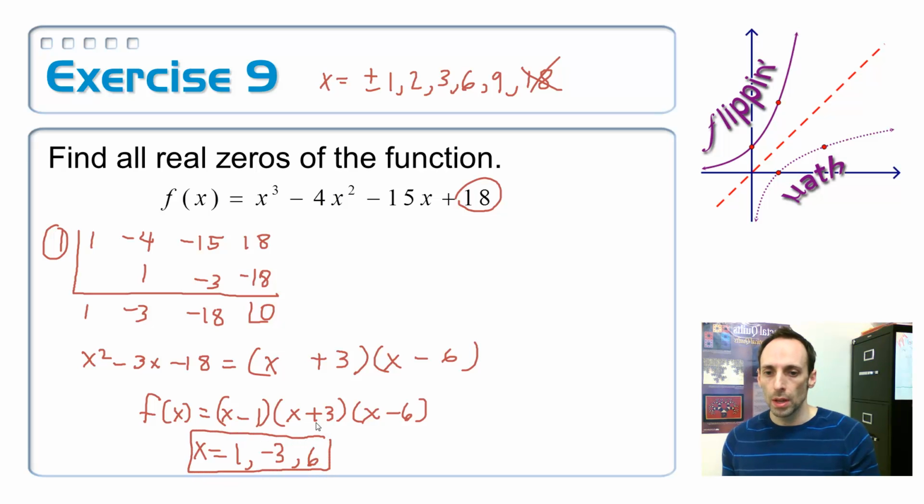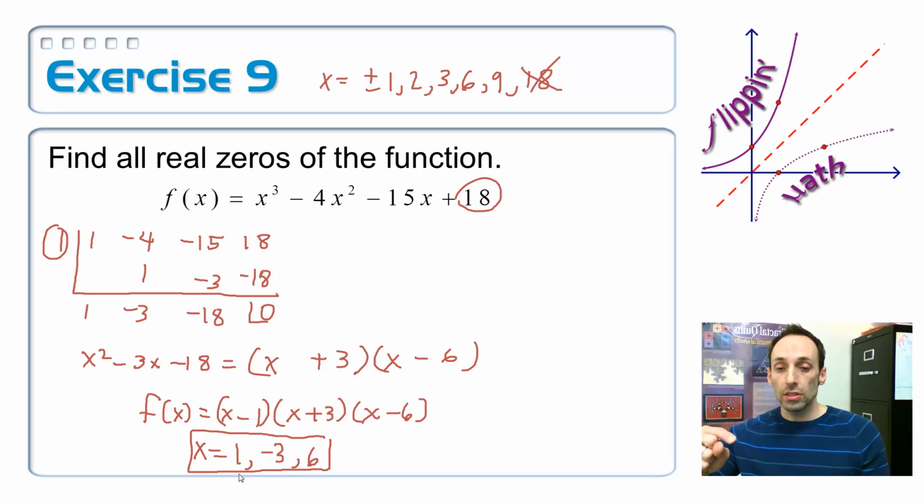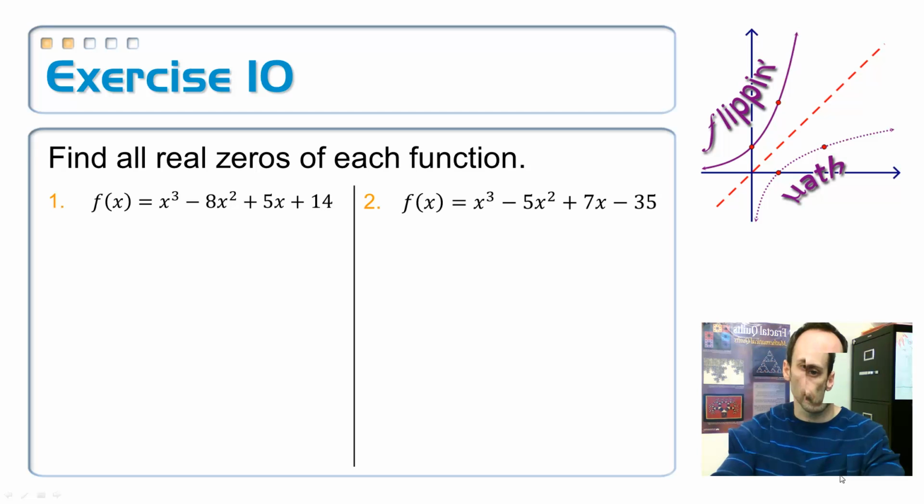And I'm done. But just look at this. Look at that list of possible rational zeros. Is every single one of the answers in that list? I got a 1 in there. I got a 3 in there. It has plus or minus at the front, so yes. And 6 is in there too. There we go. So here is your opportunity to do that exact same thing twice. Pause the video, give it a try.